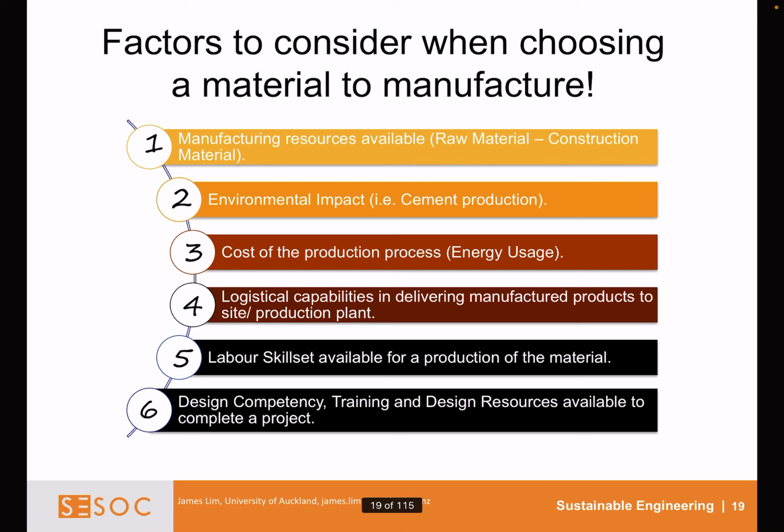Number 4, logistic capabilities. What resources are available to deliver the material to the site or to the production plant? Is the raw material source in the same country? What are the various options for reducing transport emissions? Articulated trailers, train haulage, barges, etc. Number 5, labour skill set available for a material. If the labour resource is not available for a material, people need to be hired for the project on a contract basis, or else the material may not be suitable.